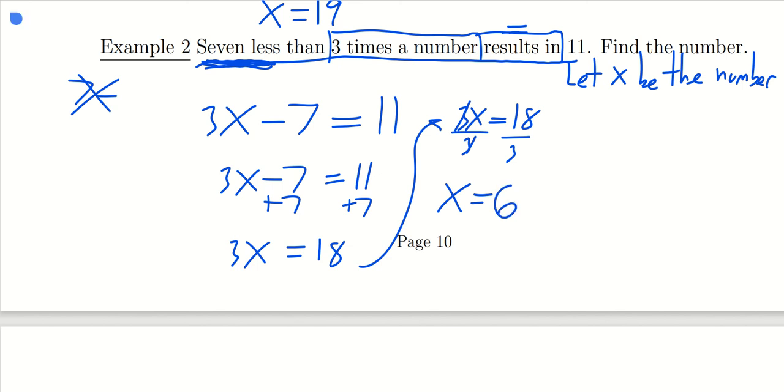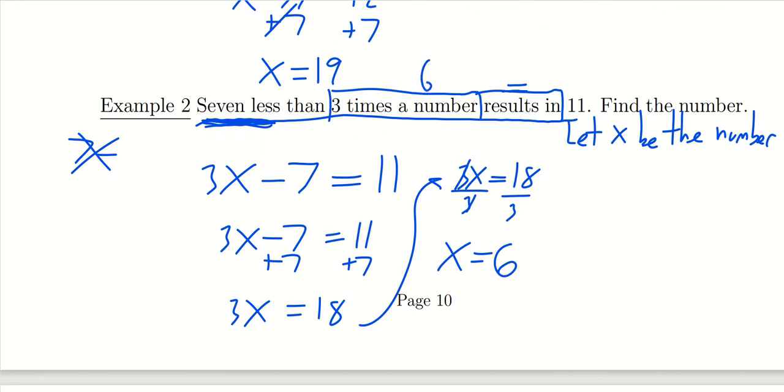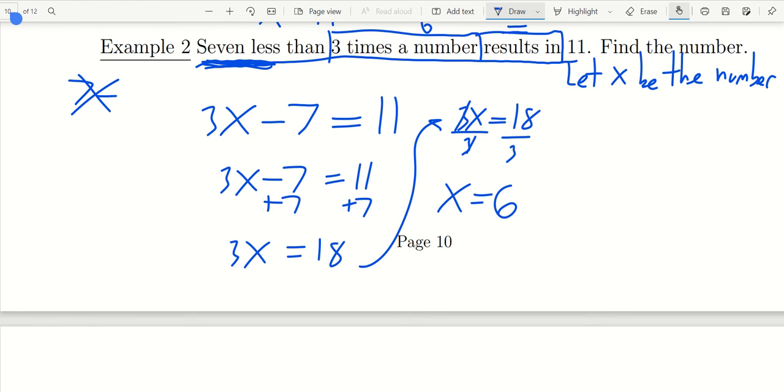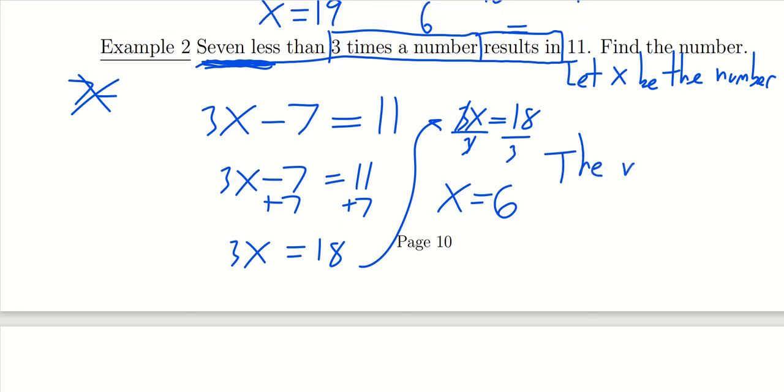If we want to, we can check this out, run that answer back through the problem to see if it makes sense. 3 times 6 we know is 18. If I have 7 less than that, 7 less than 18 does result in 11. So this answer makes sense, and let's finalize it. We would say the number is 6.